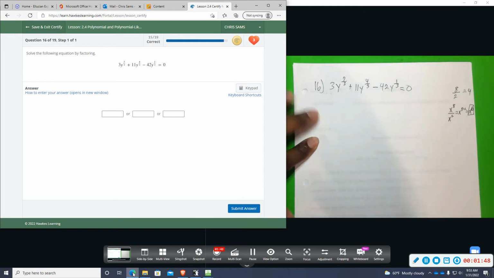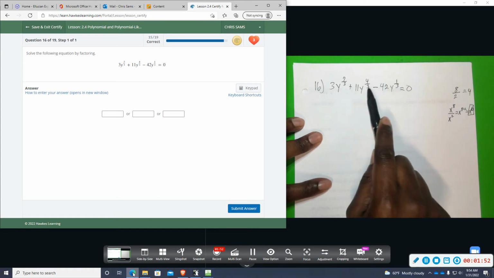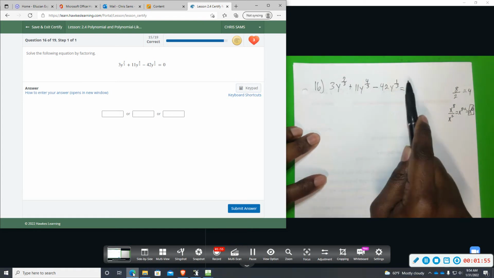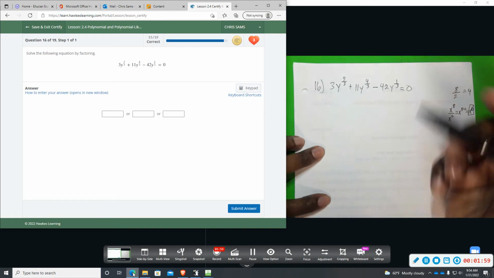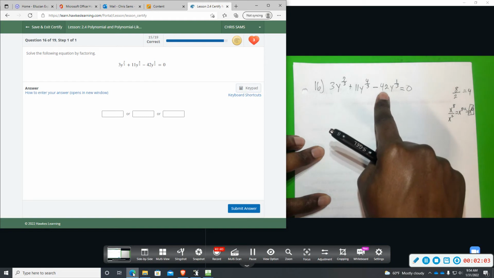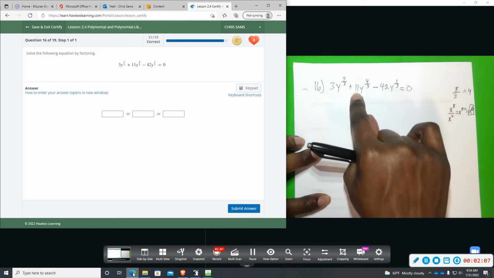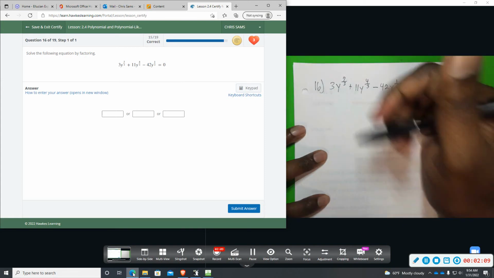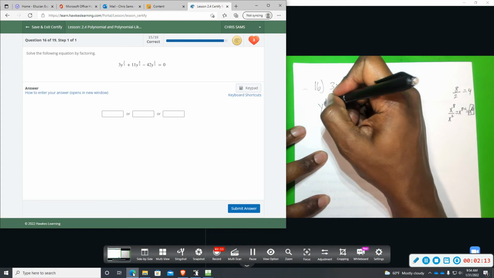Okay, so the nice thing is they all have the same denominator. They're all 3. So I can just pull that out. The smallest one is the only one I can pull out, so I'm going to factor out a 1/3 power. The numbers are relatively prime to each other. 3 and 42 are divisible by 3, but not 11. So I can't factor out any number. So I will factor out a y to the 1/3 power.